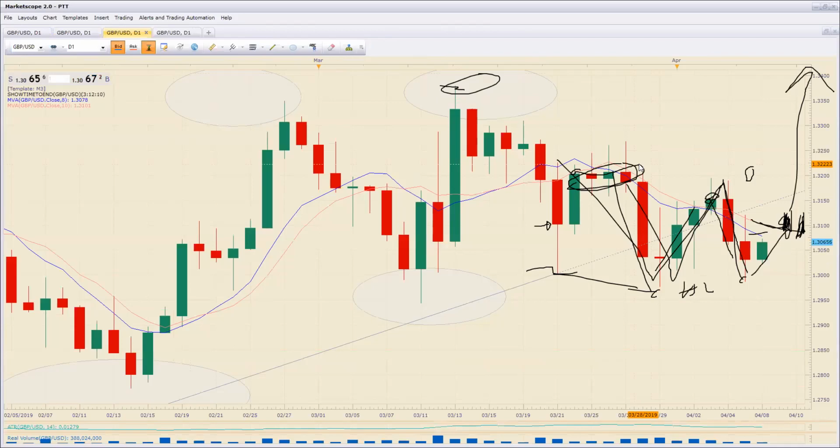How about this one? You'll see here, you have a lot of bullish consolidation before it went up. All right, your turn. Choose a different one.